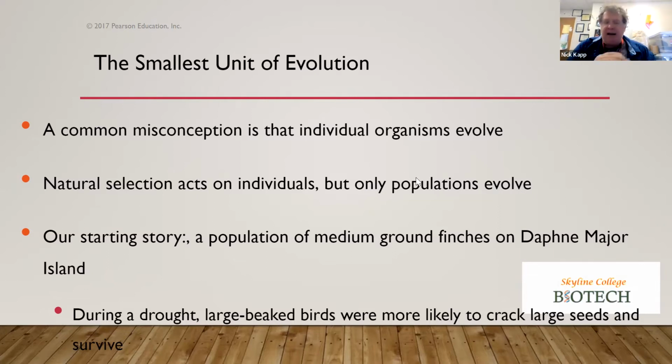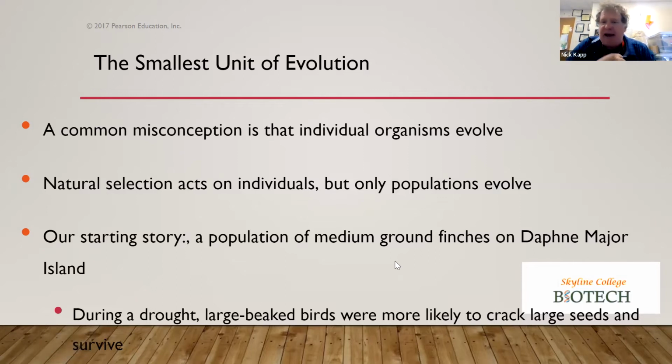And so a common misconception is that individual organisms evolve, but that's not the case. Those organisms are adapting. Natural selection acts on individuals. So an individual can either produce offspring or not produce offspring, but it's only a population, and we're looking at that population over time, that does the evolution.